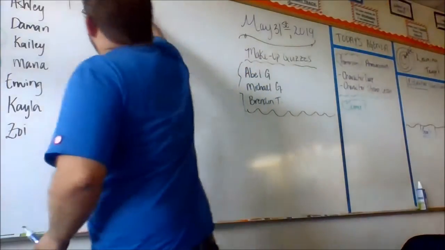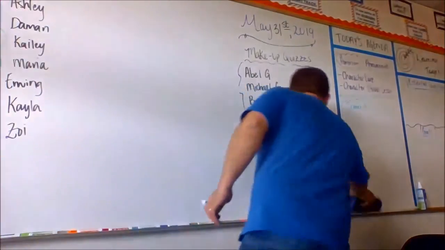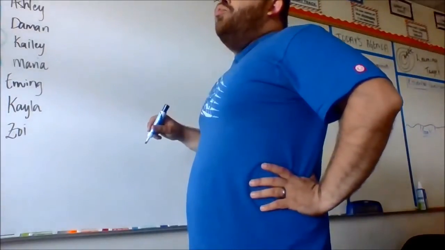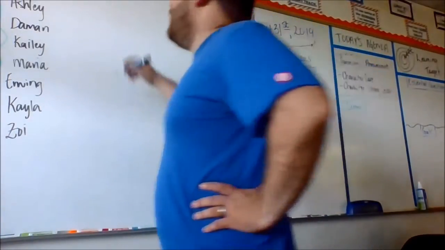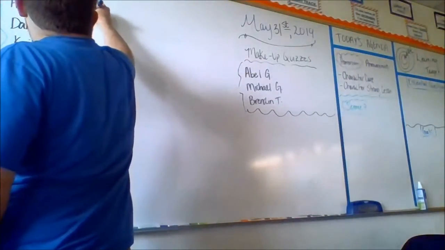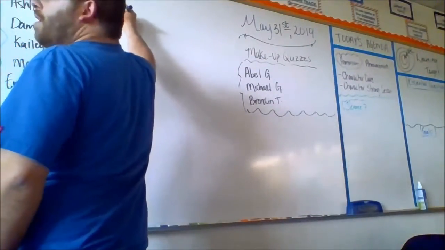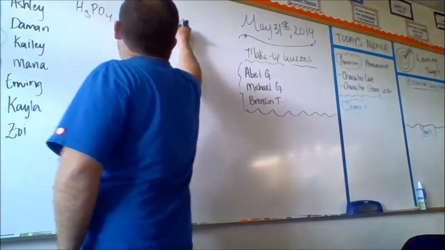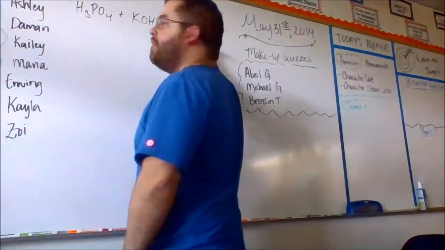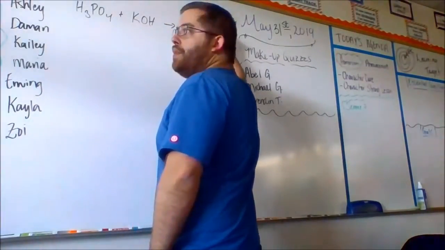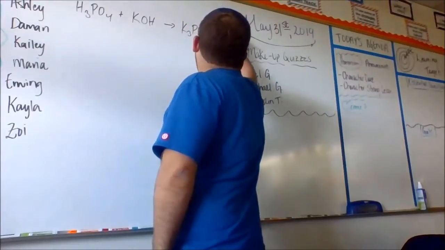Okay. Let's do one that's maybe a little tougher. Okay, that one's pretty easy. Okay, let's do number 2, I guess. H3PO4 plus KOH becomes K3PO4 plus H2O.